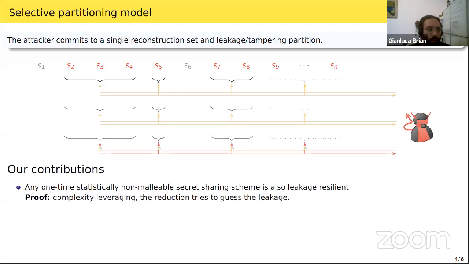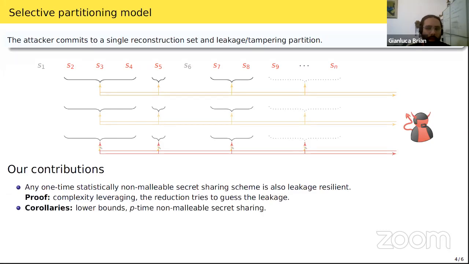In this setting, we prove that any one-time statistically non-malleable secret sharing scheme is also a leakage-resilient one-time non-malleable secret sharing scheme. And we prove this fact by complexity leveraging. In particular, we construct a reduction to simple non-malleability. And the reduction tries to guess the leakage. And finally, it checks that the leakage is correct using the tampering query.